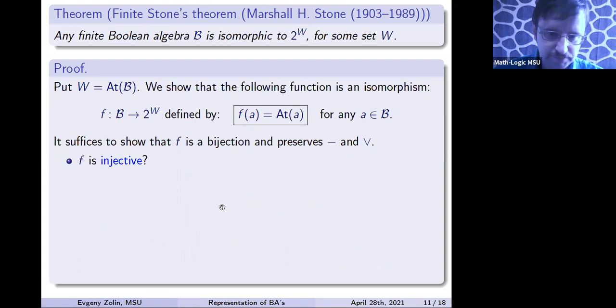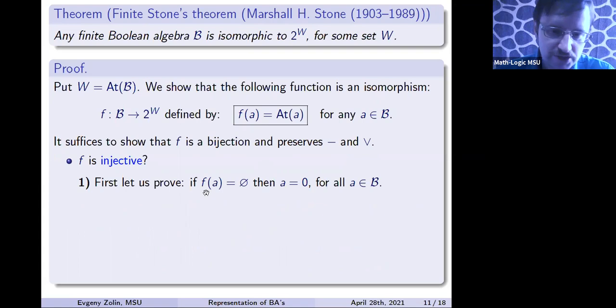Injectivity. In fact, it is sufficient to show that only the element 0 will be mapped to the 0. 0 in sets is the empty set. So if the image of some element is the empty set, then it was the 0 element of a Boolean algebra.